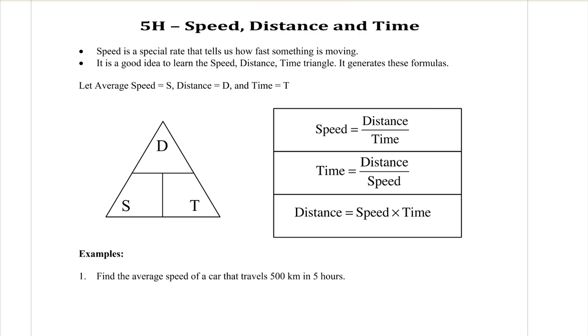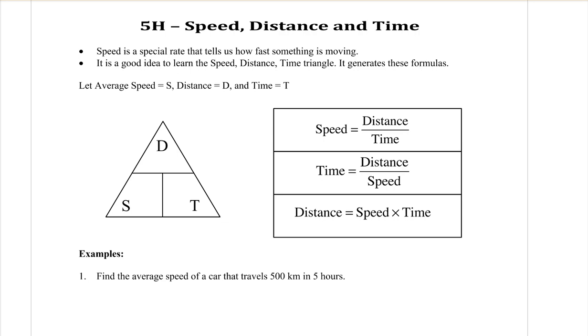All right, we did mention this little diagram today, but this whole next exercise is dedicated just to working out speed and using that triangle for speed equals distance over time. It says speed is a special rate that tells us how fast something is moving. It is a good idea to learn that distance triangle, and it generates all of those formulas that are there. And I told you last time how to read it.